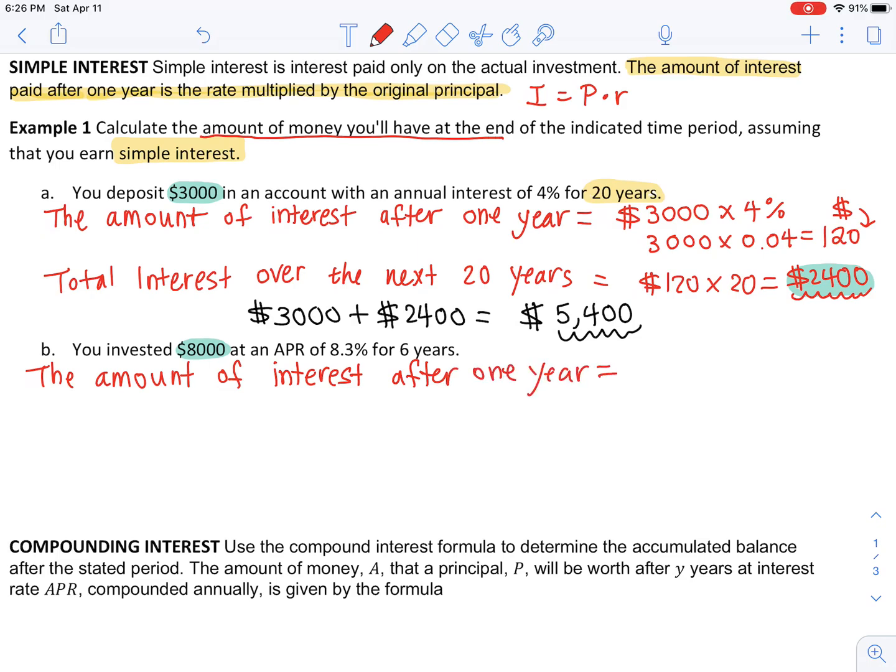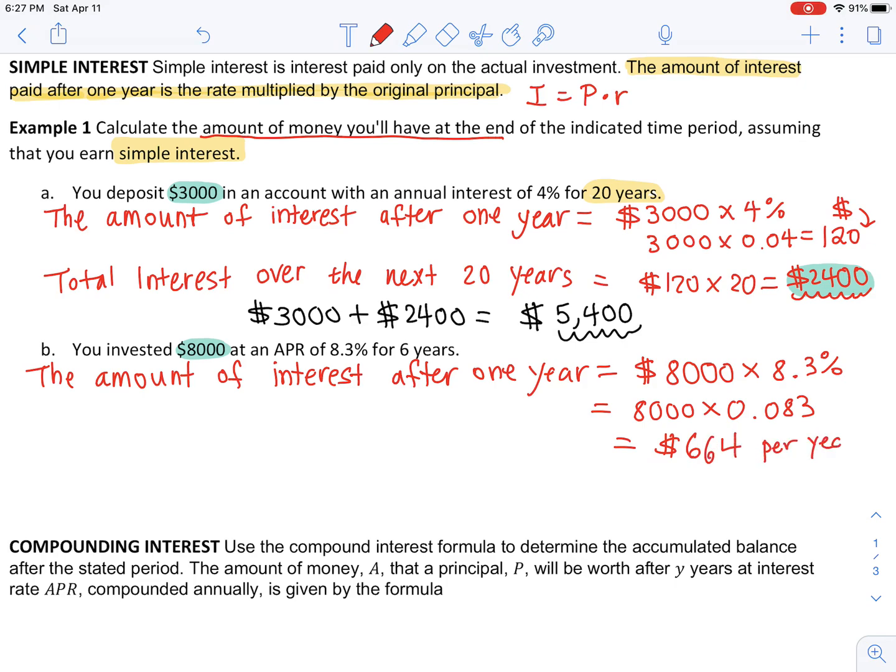And that's going to be the original investment amount times the APR, which is 8.3%. Now, if you are typing this into your calculator, you may want to convert this into a decimal. So do 8,000 times 0.083. When I did that, I got $664. And this is per year, right?